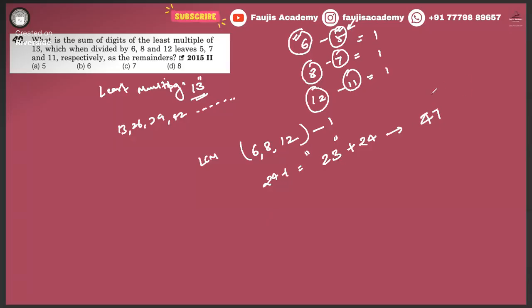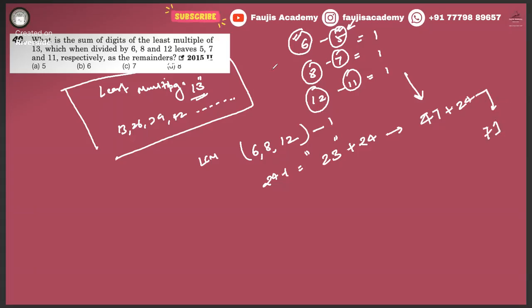Now, is 47 divisible by 13? Because we are also searching for the least multiple of 13. No. If not, then again add another 24. Is 71 a multiple of 13? No. So add 24 once again. We have to do this until we get a multiple of 13. Is 95 a multiple of 13? No. So we'll add another 24.